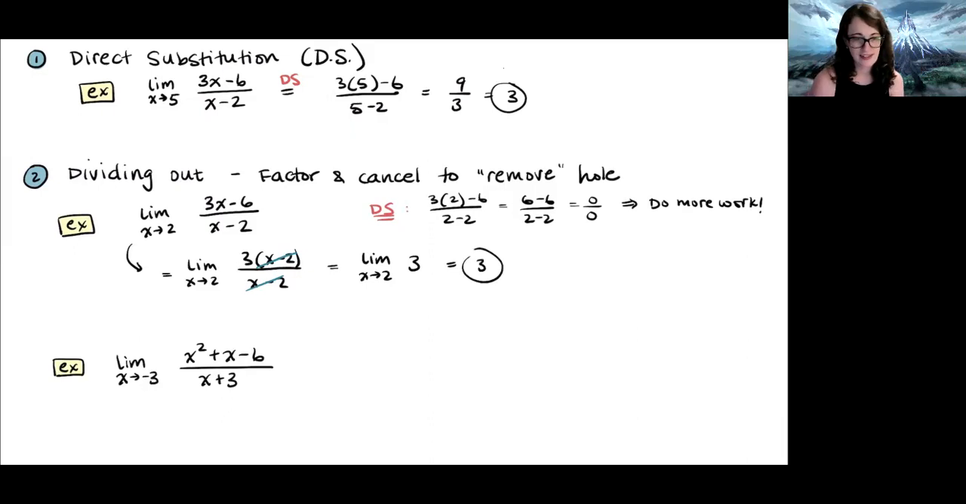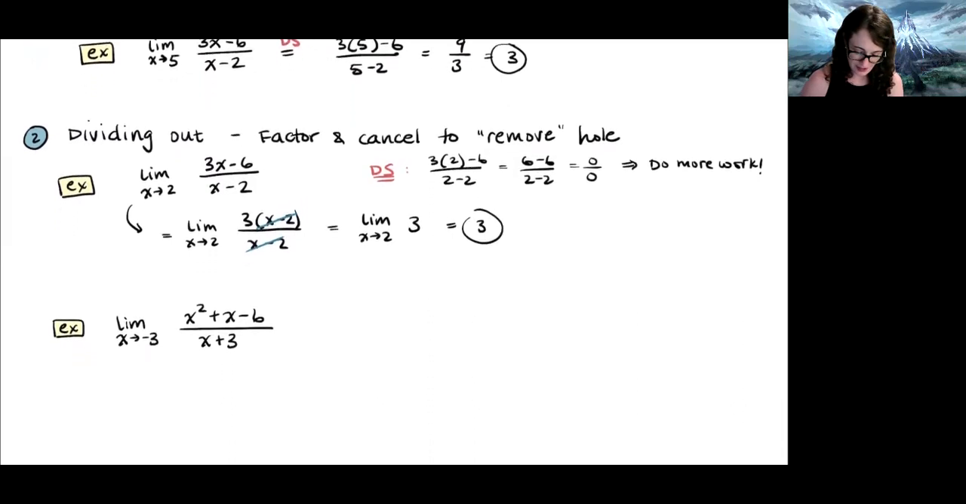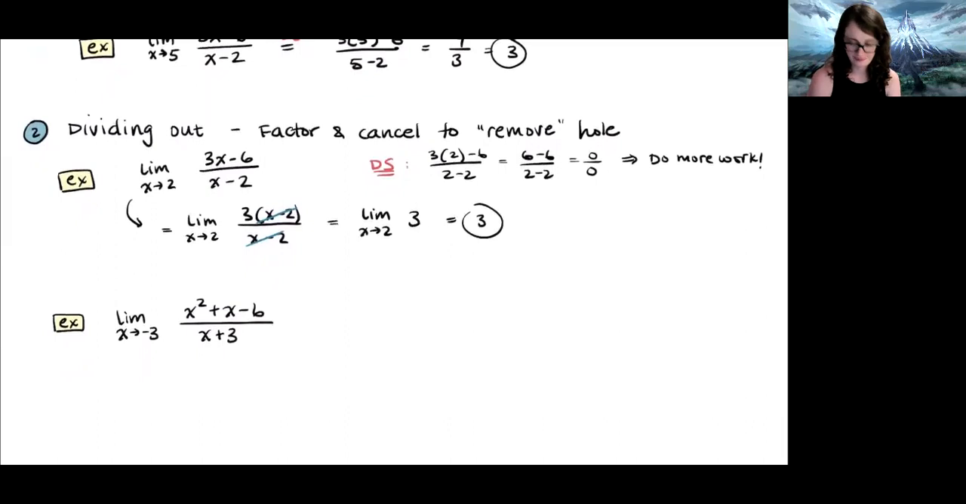Okay, let's try the next example here. We have x squared plus x minus 6 over x plus 3. And we are looking at the limit as x approaches negative 3. All right, so let's try direct substitution first.